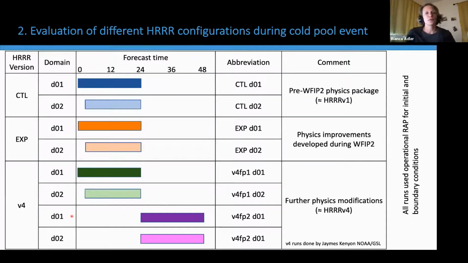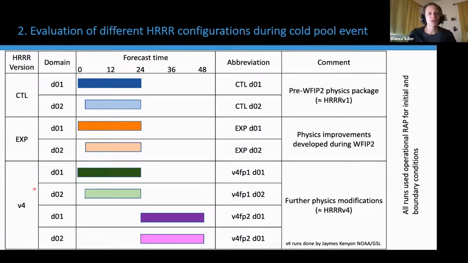So this is an overview of the different configurations I'm comparing. The first one is what I call control. And this is a version which uses the pre-WFIP2 physics package. And this is what was run operationally at the beginning of WFIP2. The second version, what I call experimental, includes the physics improvements which were developed during WFIP2.